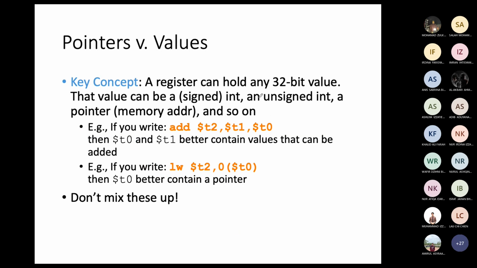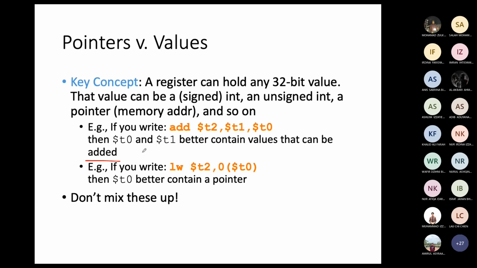A register can hold any 32-bit value. That value can be a signed integer, an unsigned integer, a pointer, and so on. For example, if you write add $T2, $T1, $T0, it means that you want to add an integer value contained in T1 and T0. So T0 and T1 better contain values that can be added. It must be a value that can be added.